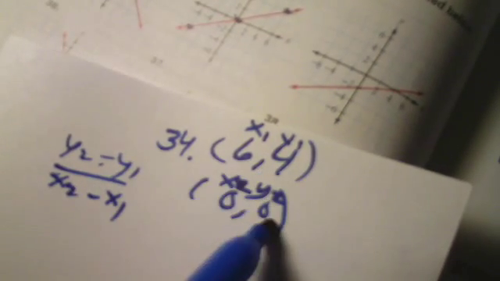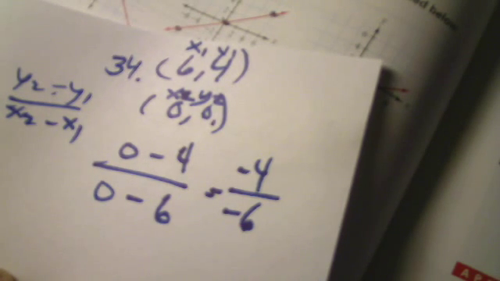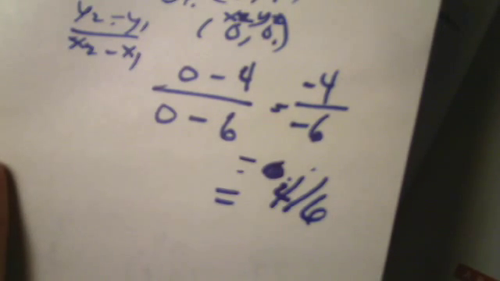So we'll go y2 is 0, y1 is 4. x2 is 0, x1 is 6. So we go 0 minus 4 is -4, 0 minus 6 is -6. Remember that you have 2 negatives. So 2 negatives, when you divide, if I were to put in my calculator, I would get 0.6 repeating. A positive 0.6 repeating. So that means what we have is it really is 4 over 6. Positive 4 over 6. So that is the slope.